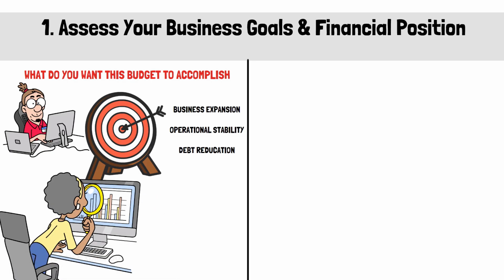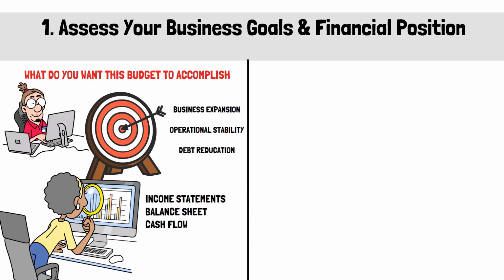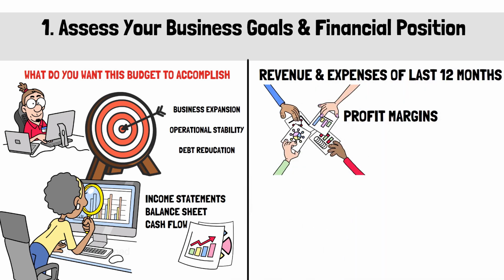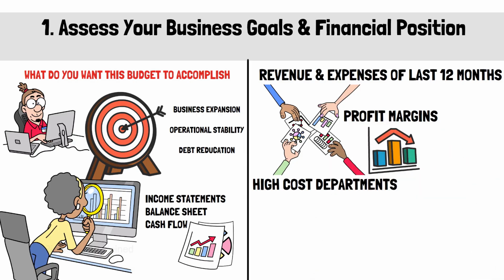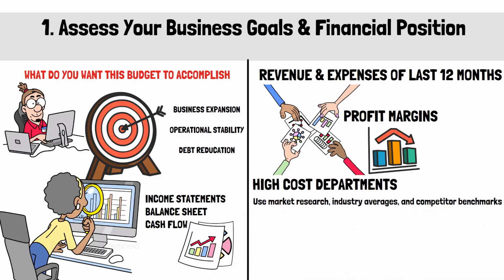Review your previous financial statements, income statement, balance sheet, and cash flow to understand where your business stands. Identify patterns in revenue and expenses over the last 12 months. Look for profit margins, high-cost departments, and areas where spending can be reduced without hurting productivity. If you're a new entrepreneur, use market research, industry averages, and competitor benchmarks to estimate figures realistically. Avoid guessing. Every number in your budget should come from either data or well-researched projections.